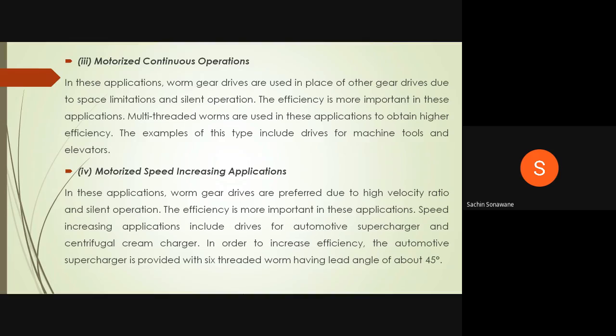Fourth, motorized speed increasing applications. In these applications, worm gear drives are preferred due to high velocity ratio and silent operation. The efficiency is more important in these applications. Speed increasing applications include drives for automotive supercharger and centrifugal cream separator. In order to increase efficiency, the automotive supercharger is provided with six threaded worm having lead angle of about 45 degree.